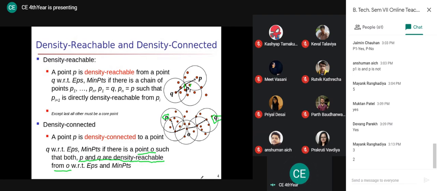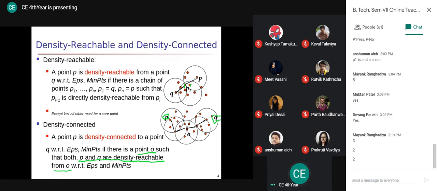The one answer that 3 or 2. 3, 2 or 3 plus 2 or 3 into 2. Mayank? 2. So Mayank said 2. That are both the boundary points.